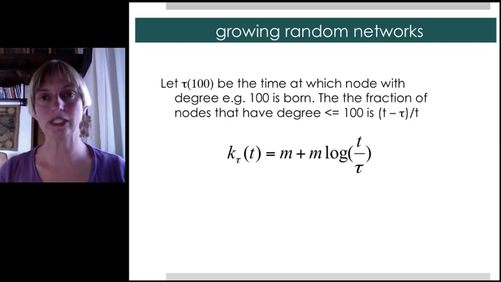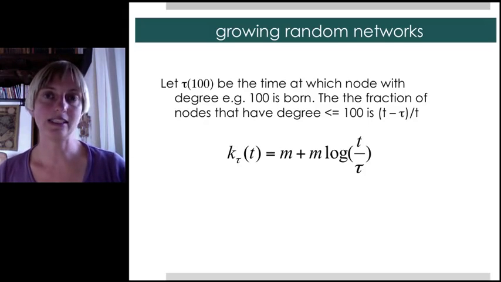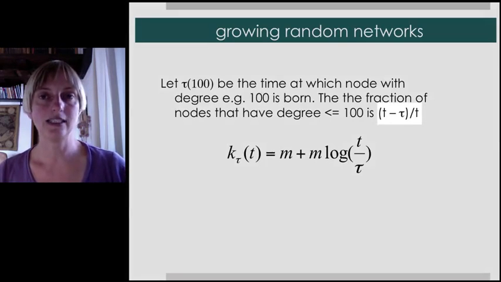And for this, we're going to be using the fact that nodes that are born later are going to have lower degree on average. So for example, if we want to know what is the probability that a node has degree 100 or less, we're going to figure out at what time a node with average degree 100 was born. We'll call that time tau, and then the fraction of nodes that have lower degree are just going to be the ones who are born after it. So this is t minus tau over t is that fraction.